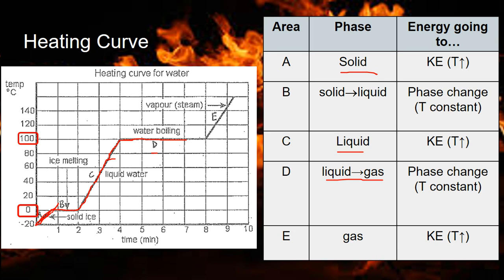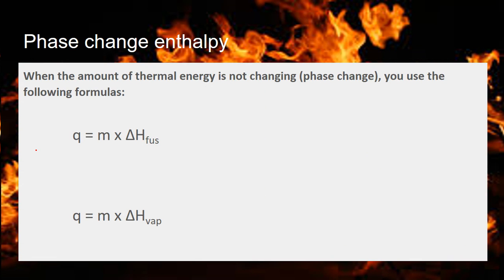So here with ice, 0 degrees is the freezing point, also the melting point of ice. So that flat area corresponds to 0 degrees, and the boiling point of water is 100 degrees. So that's why this flat area corresponds to the 100. All right.